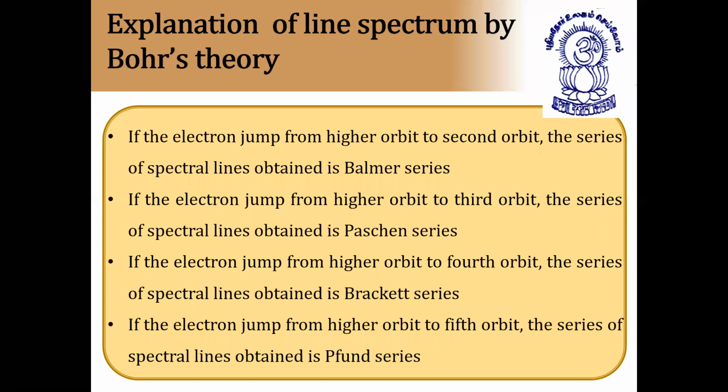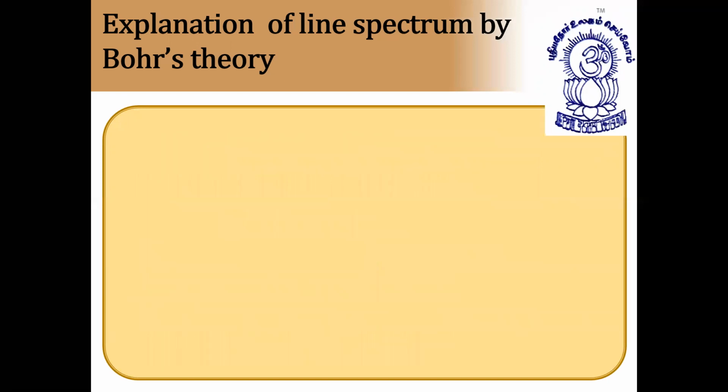Next, if the electron jumps from a higher energy orbit to the third orbit, the series of spectral lines obtained is called the Paschen series. Similarly, if the electron jumps from a higher energy orbit to the fourth orbit, the series formed is called the Brackett series. And if the electron jumps from a higher energy orbit to the fifth orbit, the series of spectral lines obtained is the Pfund series. I have shown the diagram also. Next we are going to see the diagram of this.